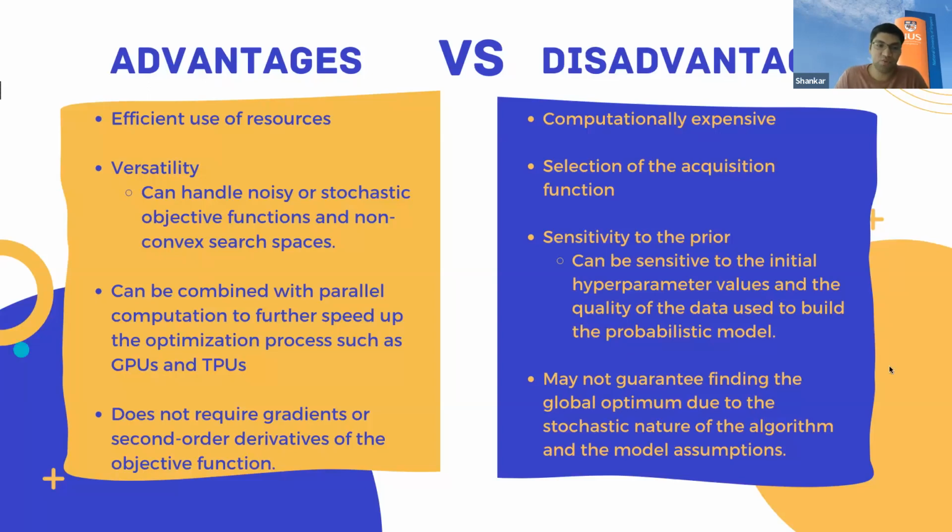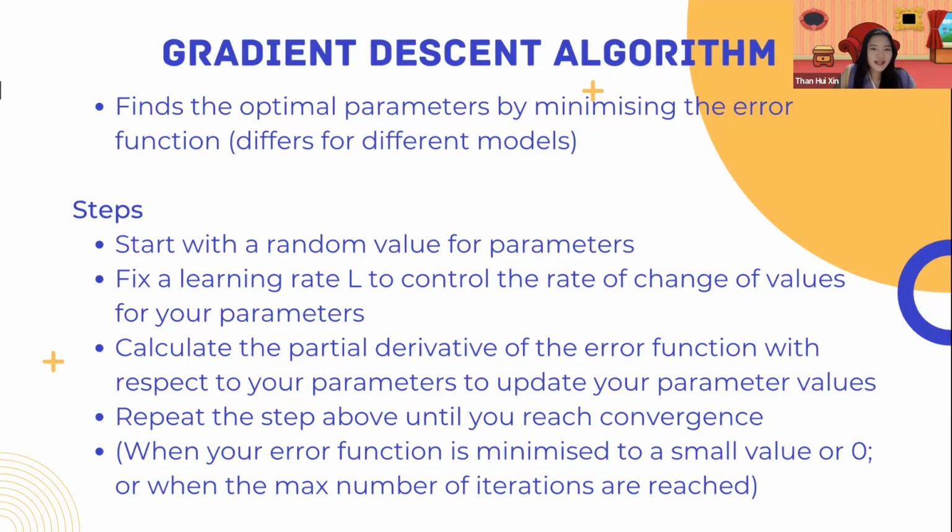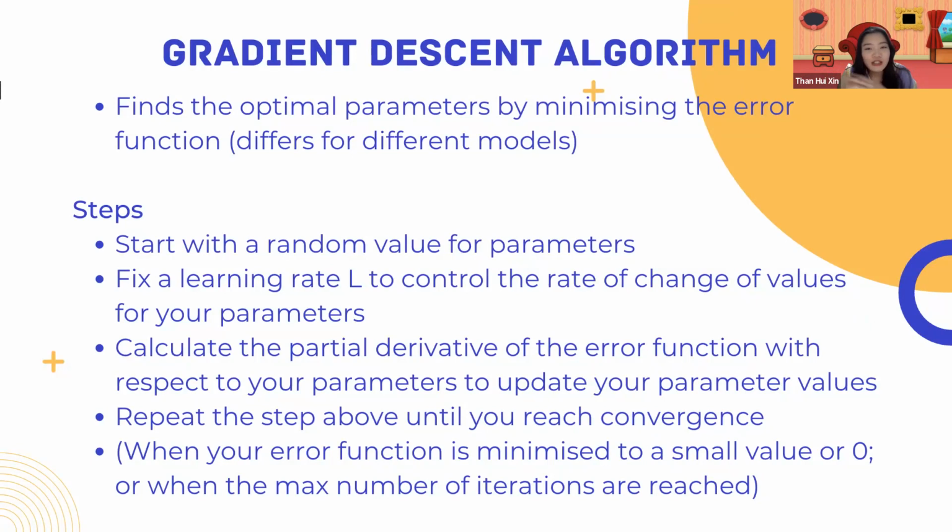Next slide. Okay, now I shall hand over to Huisin to talk about gradient descent. Okay, thank you, Shankar. Right, so gradient descent, basically how it works is that it finds the optimal parameters by minimizing an error function. Okay, and your error function is going to differ for all your different models. So there's going to be a bit of calculus in this, but I'm not going to go through that because actually the implementation for gradient descent in your CNN model will be very, very simple.